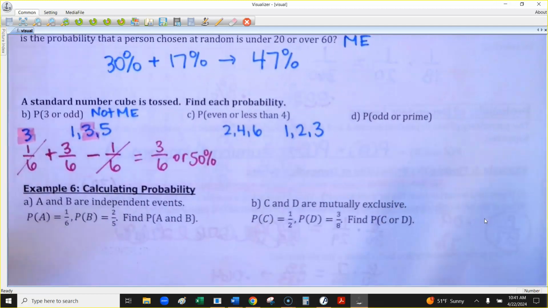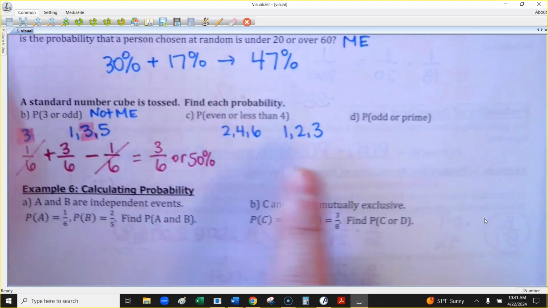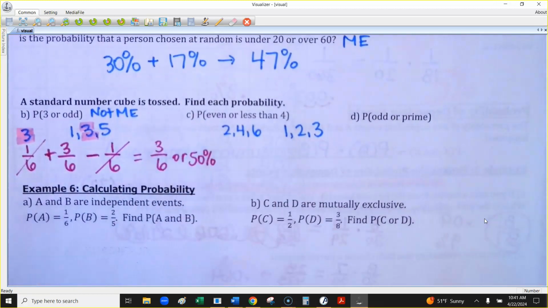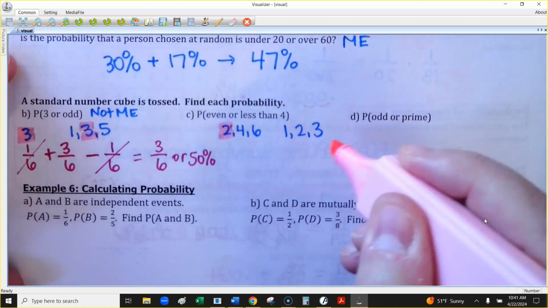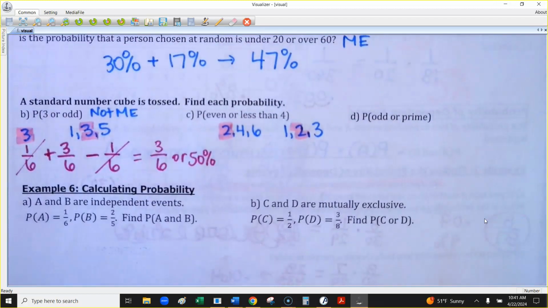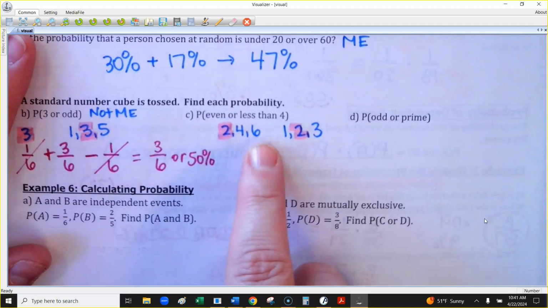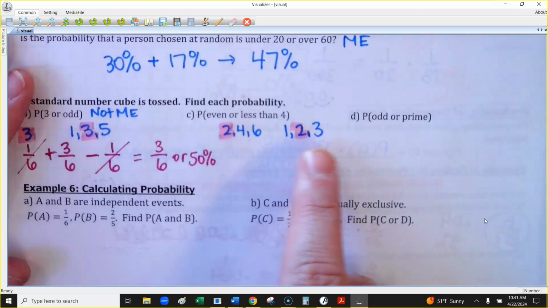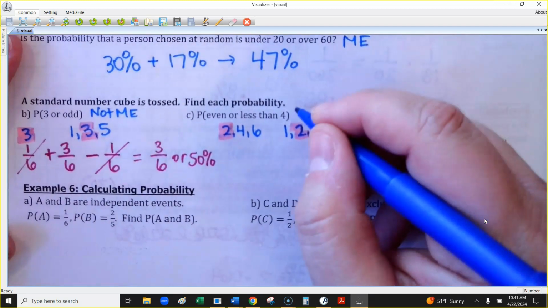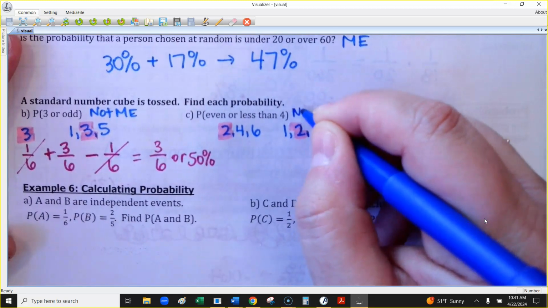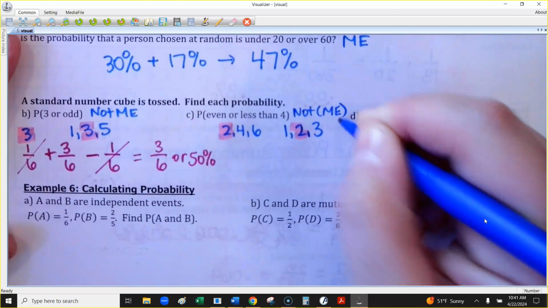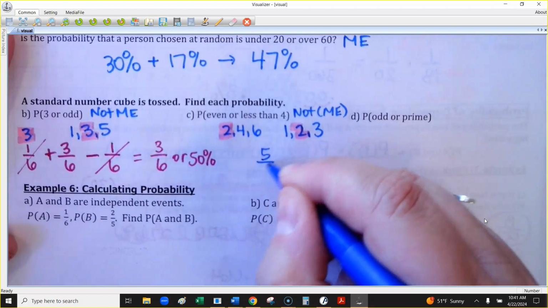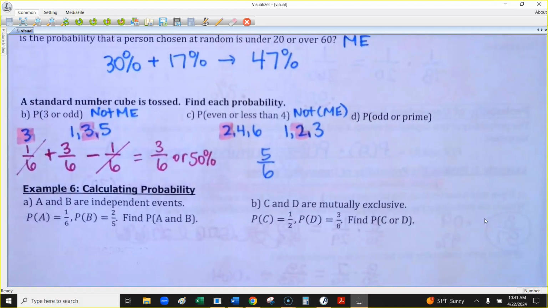How many different numbers are written though? Do you guys see how the 2's in both? So when I do these, I don't mess around with the overlap. I just don't count it twice. So I have 2, 4, 6, 1. I don't count the 2 again, and I have 3. So these are all not mutually exclusive here. So this should be 5 out of 6, because you have 5 different numbers there.